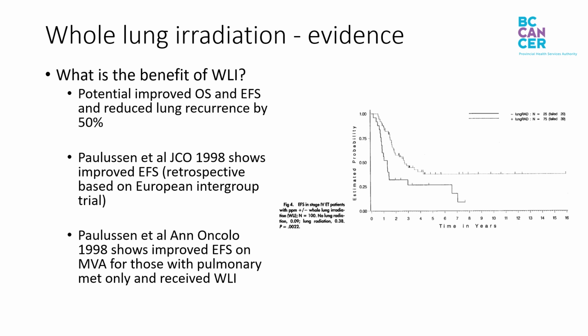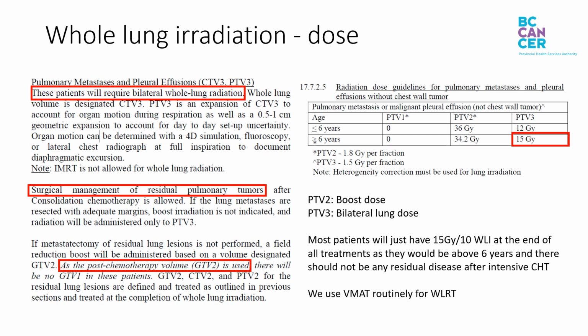Paulussen et al. showed in his publication in JCO and Annals of Oncology in 1998 that whole lung irradiation improved event-free survival based on a retrospective study, and demonstrated that in multivariate analysis, those who had pulmonary mets only and received whole lung irradiation had improved event-free survival. So this is the most recent AEWS protocol for pulmonary metastasis that mandates that these patients get bilateral whole lung radiation. However, surgical management of residual pulmonary tumors was allowed.